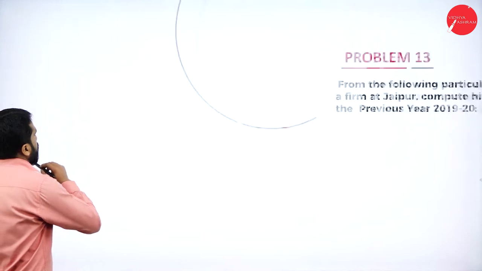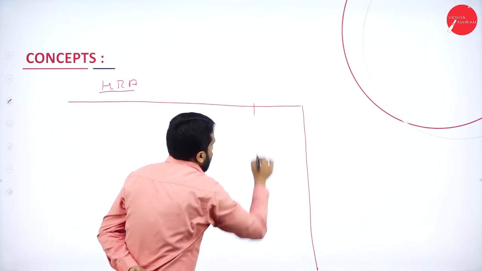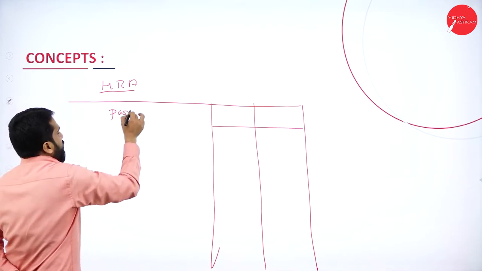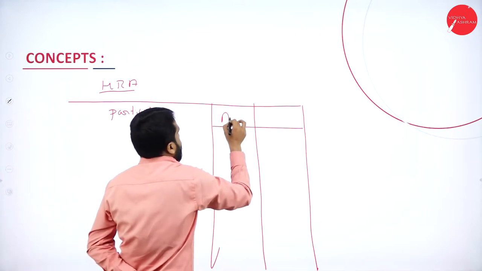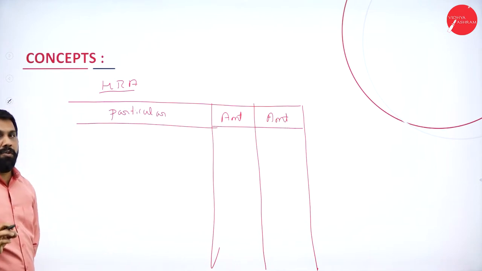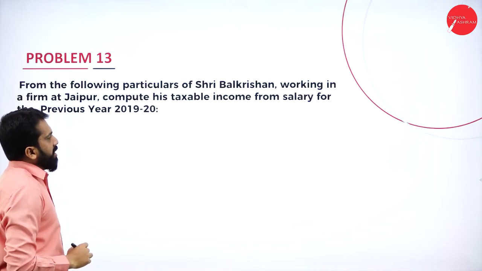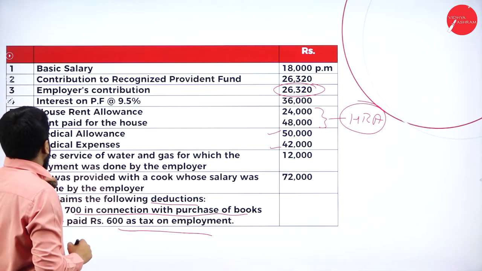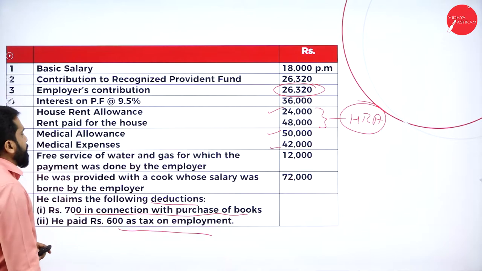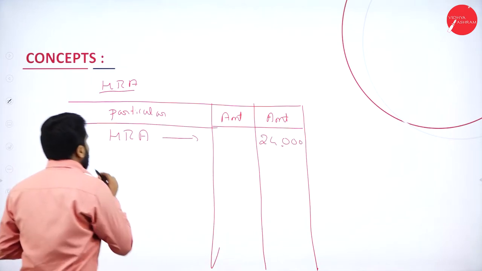Now, how to calculate HRA? It is very simple. We have already done it, this is just a recall. The first one will be your HRA. So, how much HRA is given? HRA given is 24,000. Now, less the least of the following.